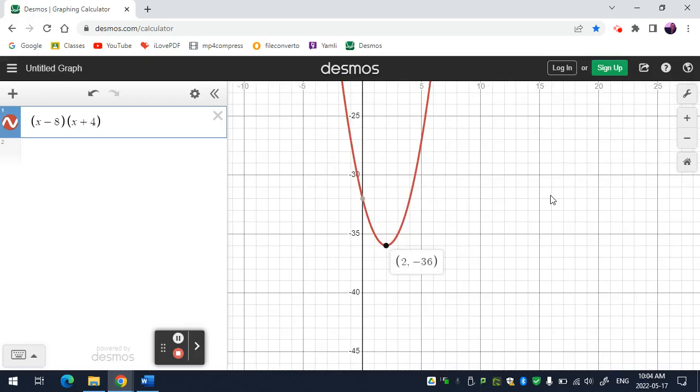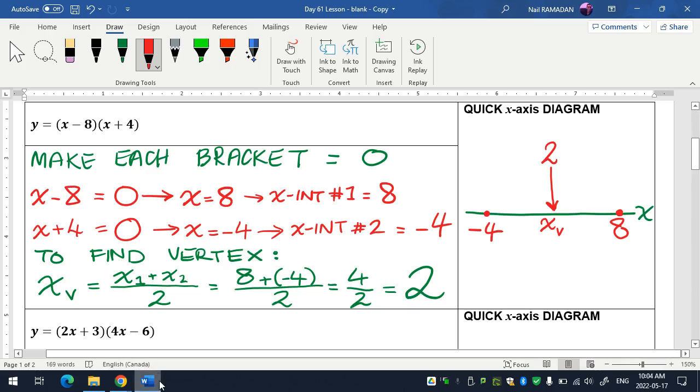What's the x value? That's it, which is exactly what we found. Perfect. All right. So that's the proof that everything we did makes sense. Okay, let's do the next one.